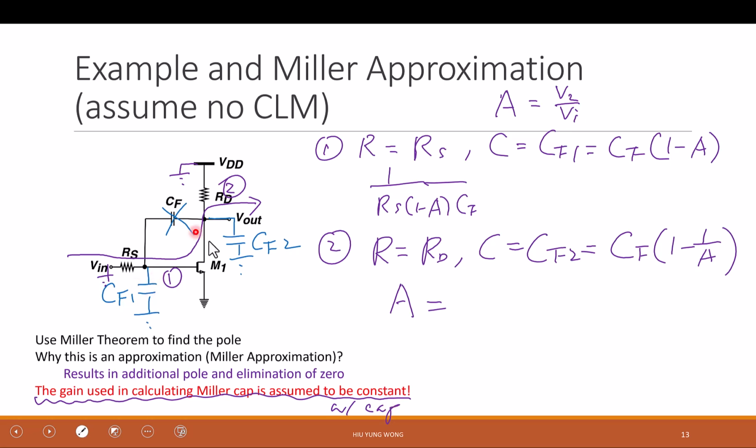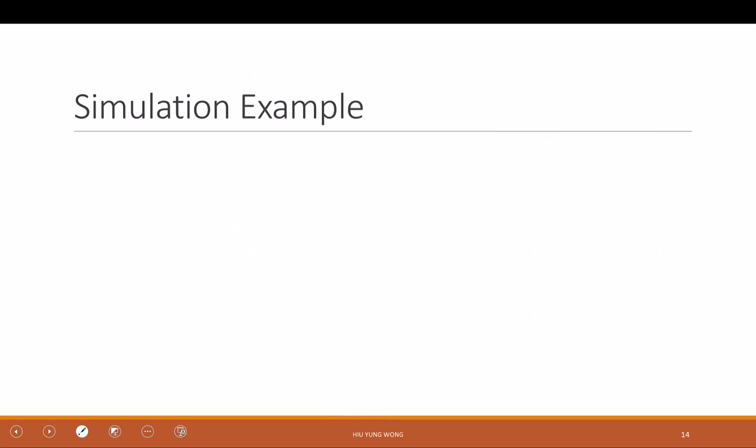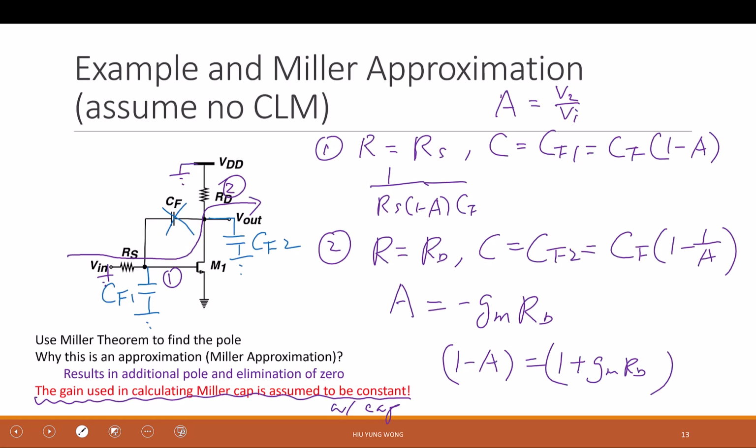So now if you don't have the capacitor, what is the gain of this circuit? What type of amplifier is this? Negative GM RD. That's it. Now, you see that 1 minus A equals 1 plus GM RD, which is positive. So you will get an increase by about maybe 10, right? So maybe next time I'll do a simulation. It's just that time's up. Okay, thank you.